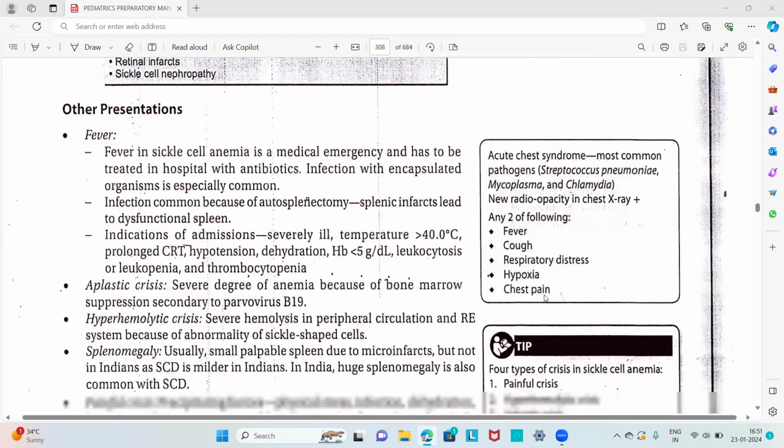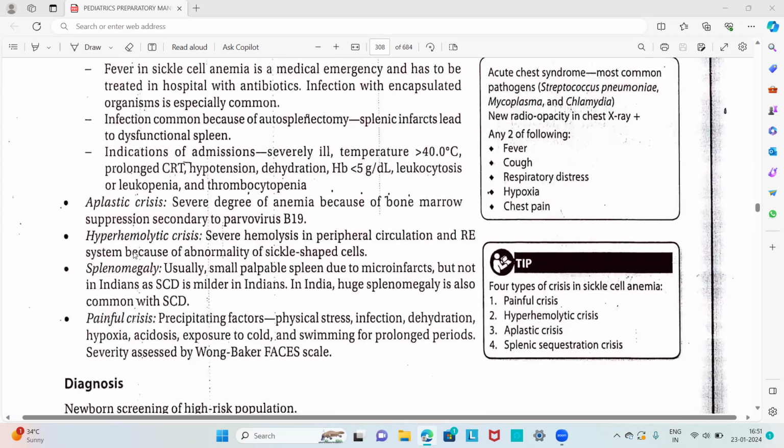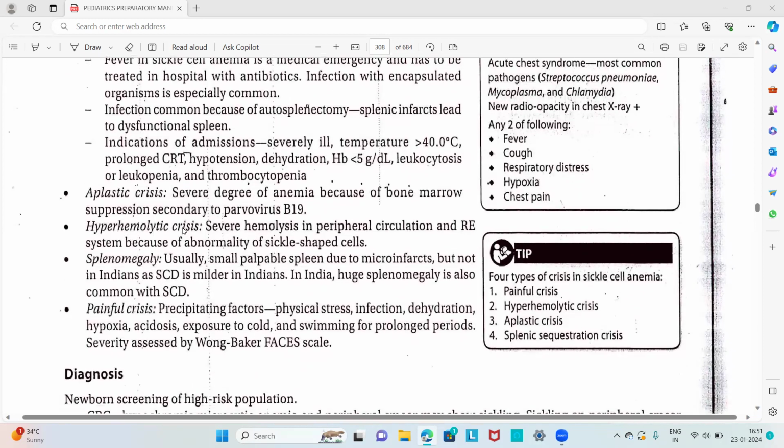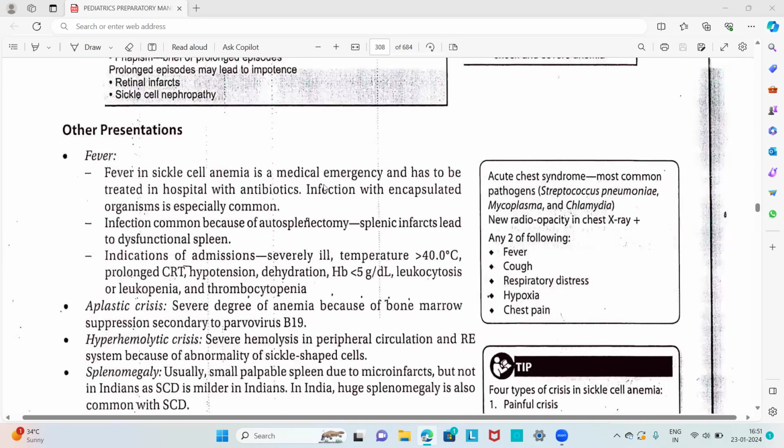Then other presentations are, first, fever, second, aplastic crisis, then hyperhemolytic crisis, splenomegaly, and painful crisis. In sickle cell anemia, fever is a medical emergency and has to be treated in the hospital with antibiotics. Infection with encapsulated organisms is especially common in patients presenting with fever. And infection is common because of autosplenectomy, that is, splenic infarcts lead to a dysfunctional spleen.